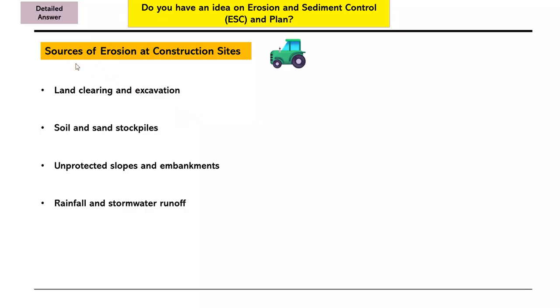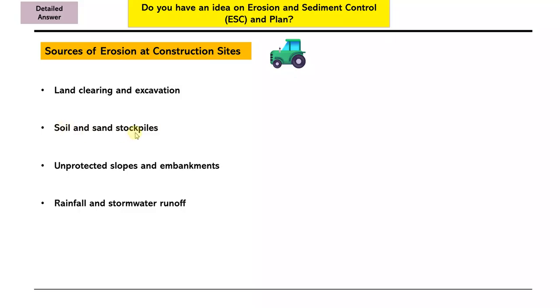This is a very important aspect of ESC: what are the sources of erosion at any construction site? First one is land clearing and excavation, because when we start any project, we have leveling, or, for example, we have hilly areas, so we have to cut that area. Somewhere we have to cut or excavate, and somewhere we have to fill. So during excavation, there are most chances for erosion. And machinery, you can see the icon here. Machinery like drilling machines or jackhammers are the main contributors to erosion at a construction site.